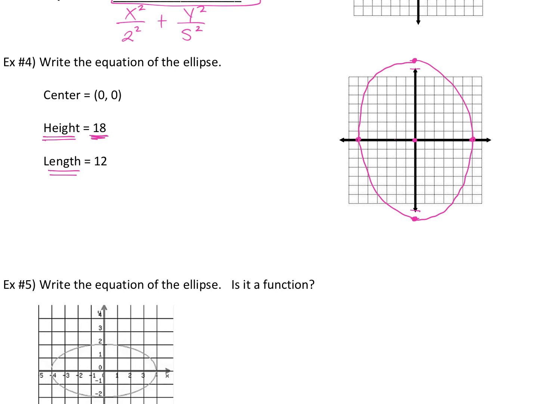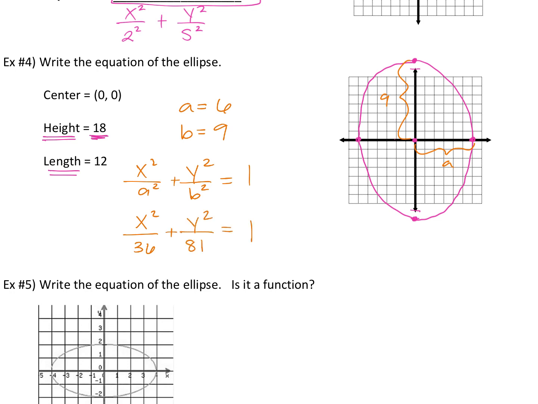The equation then, what is our A value? A is going to be 6. What's our B value? B value is going to be the 9, right? That's the vertical, is always the B. So if we're doing x squared over a squared plus y squared over b squared equals 1, then it's going to be x squared over 36 plus y squared over 81 equals 1. Okay, questions on that?